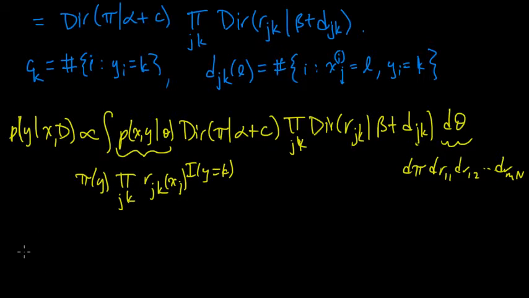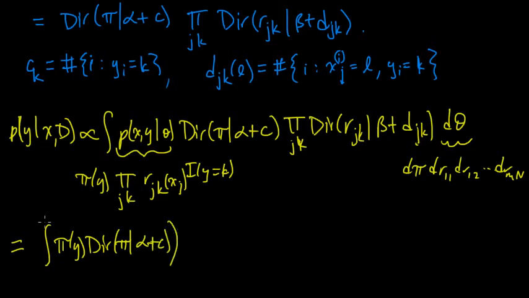So let's do that. We can pull together all the things that only depend on pi here. So we get pi of y times the Dirichlet on pi with parameters alpha plus c. Okay, that's all the pi stuff. Now let's think about a particular j and k, and let's pull together all the stuff for r_jk.